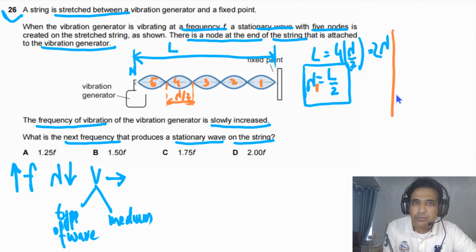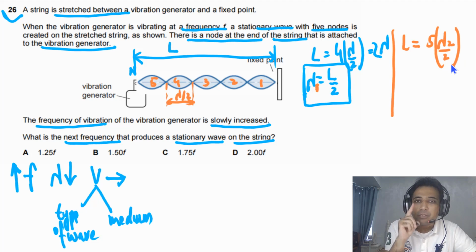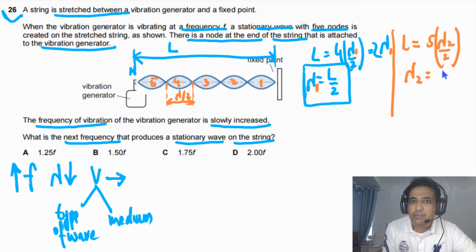Now we can write here, in this case L is equal to 5 times lambda 2 by 2, because this lambda is different now. Very important, lambda has changed. This was lambda 1, so this is lambda 1, and this is lambda 2. So from here we can write that lambda 2 will be equal to 2 times L divided by 5. So this is lambda 2.